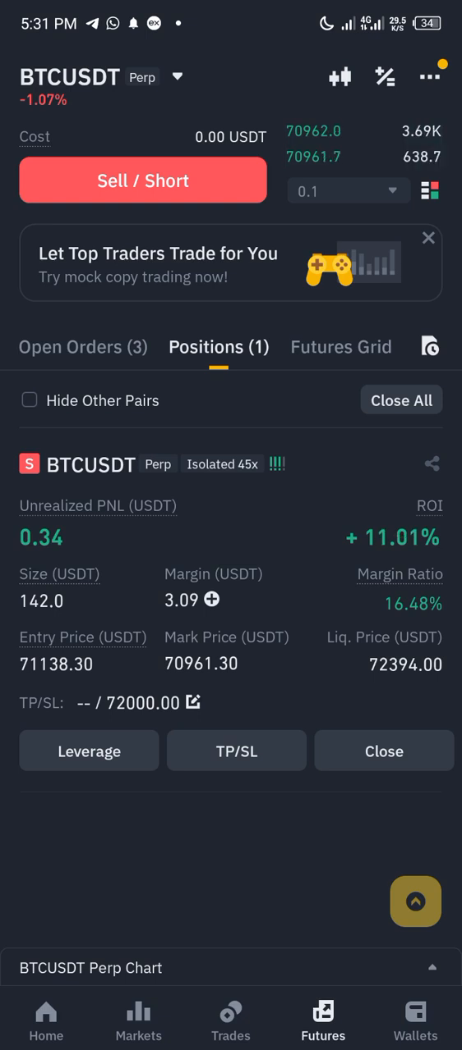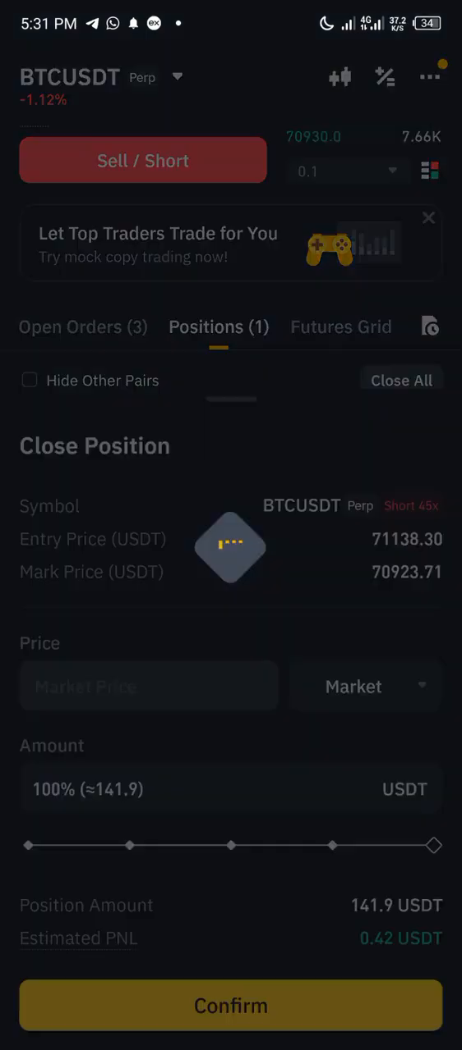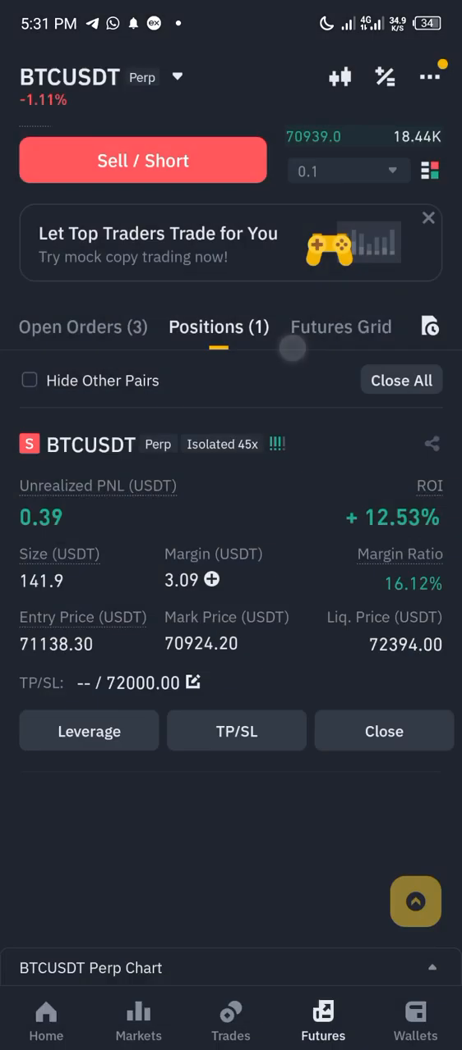As you can see, I'm already making a current profit in this trade by taking a short position in BTC USDT. As you can see, I've already made 0.41 USDT currently like this. And if you want to close the trade, you just click on close, then you confirm it right here.